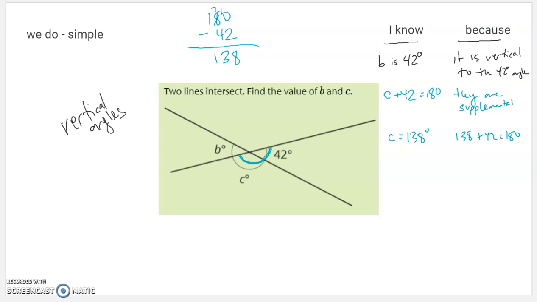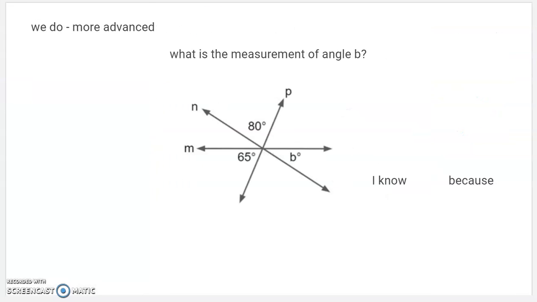So that's a simple one. Let's look at one where you have to do a little more work. Let's, on this one, figure out angle B. So this is a couple more steps. If you want to go ahead and make this, I've actually got lots of vertical angles here. Go ahead and copy down the diagram and what's there, and then unpause.